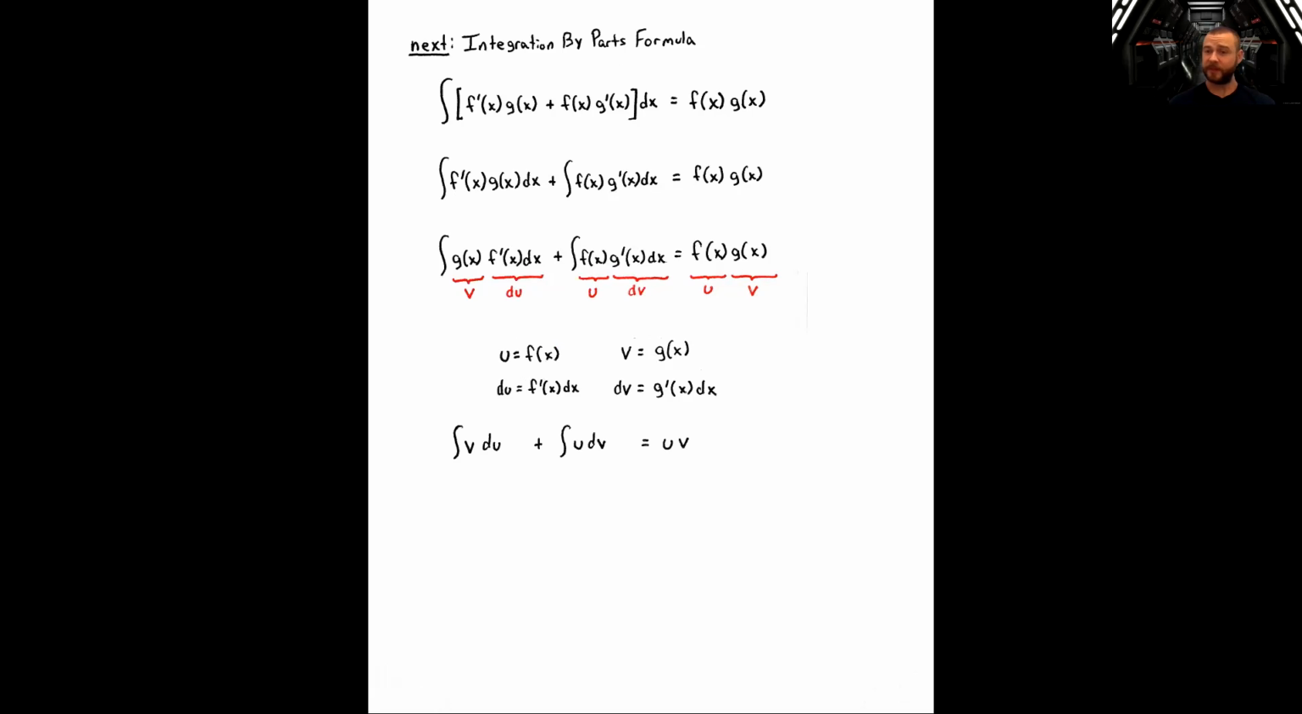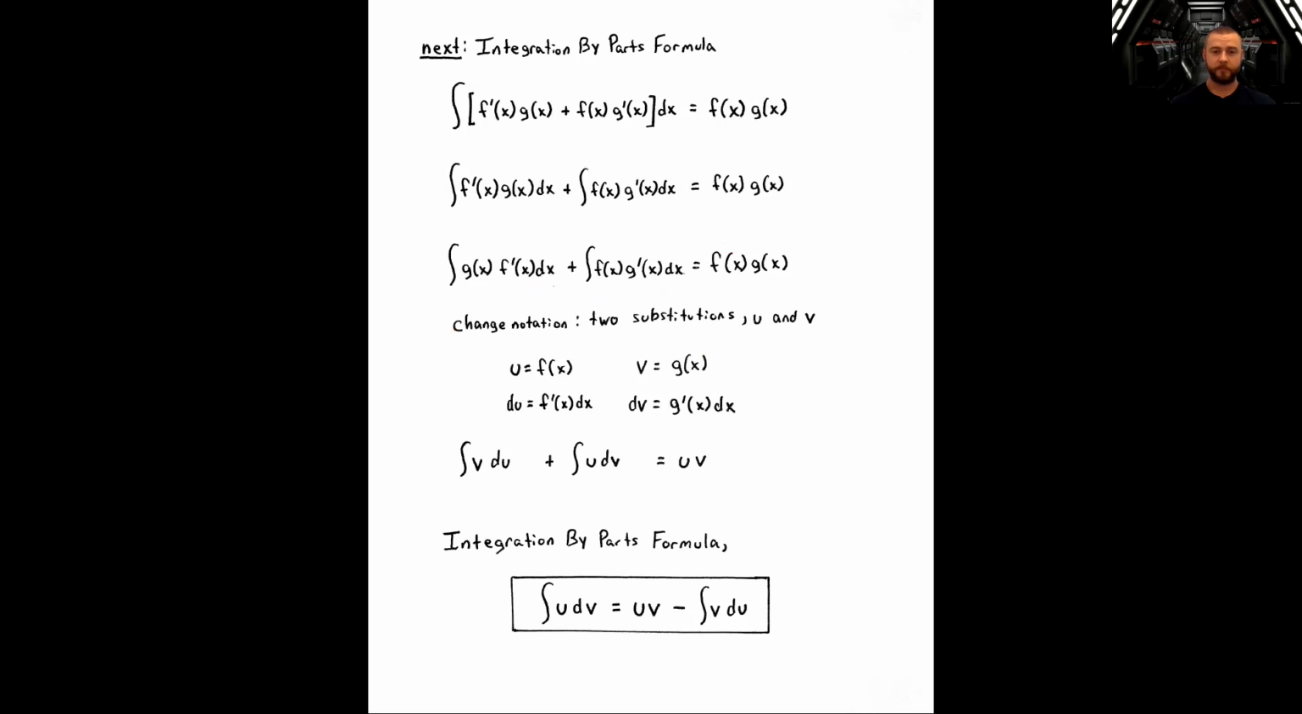Okay, and what we get is this much more compact expression, the integral of v du plus the integral of u dv equals u times v. Now this is getting closer, but it's still not quite the familiar practical version for the integration by parts formula. What we do is basically subtract one of those integrals to the other side. And the standard version is we're going to subtract the integral of v du to the right side. And if we do that, we arrive at the famous, well-known integration by parts formula, the integral of u dv equals uv minus the integral of v du.